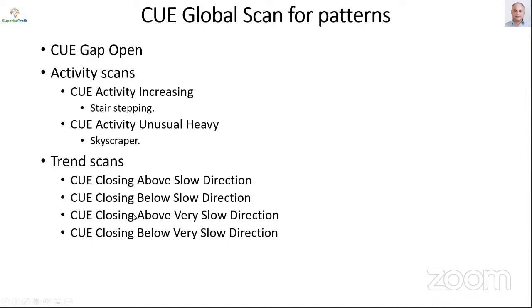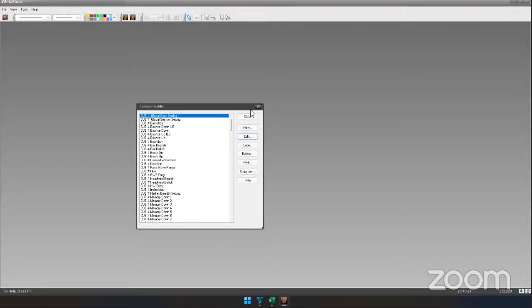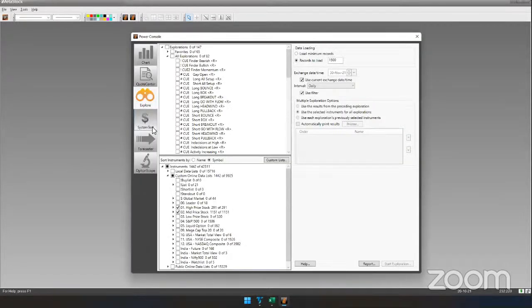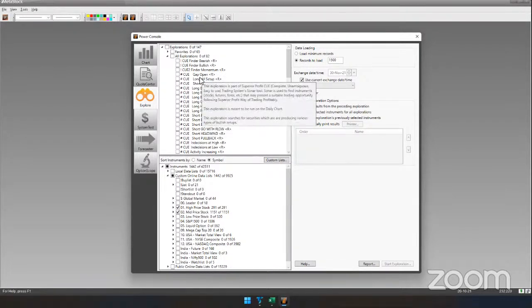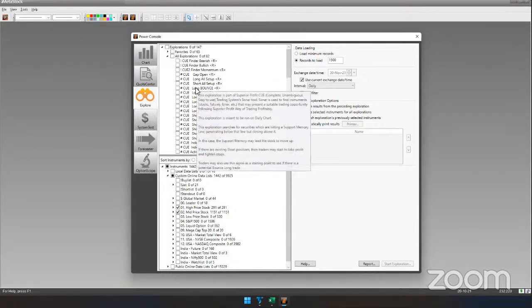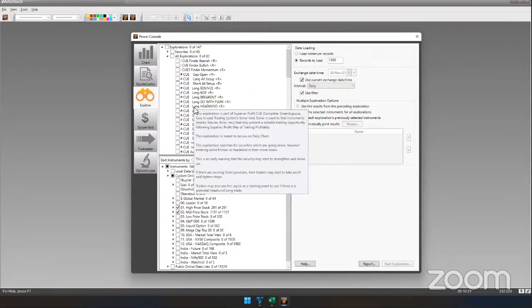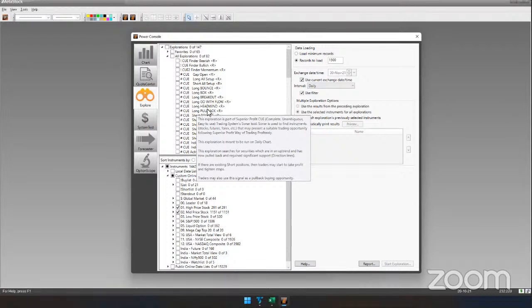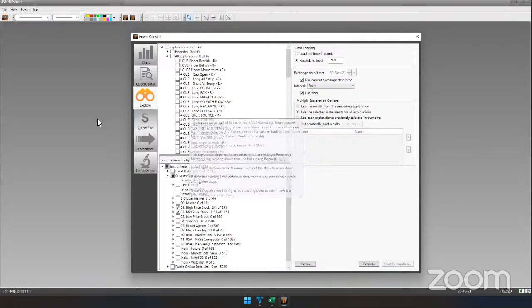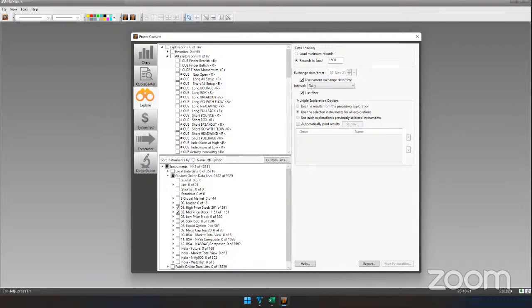Let's look at Q Global scans. These are all the Q scans. If you hover your mouse on any of the scans like gap open, long all setup, short all setup, long bounce, you can see as I am hovering my mouse on a different scan, it is giving more detail about the scan. What does it do? But usually you will not need that. The name itself is enough. Going back to the slide.